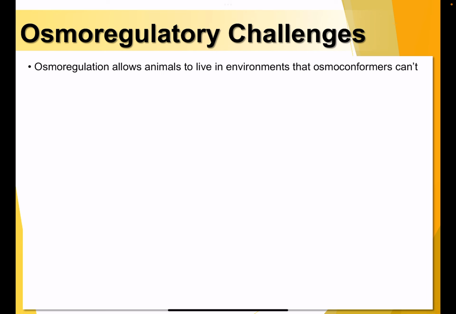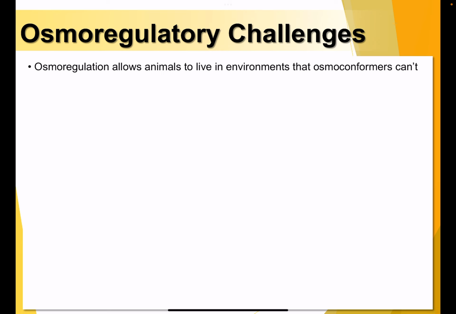Never drink it. I know it may seem tempting, but seawater will only make you die faster if you are in survival mode. All right. So osmoregulatory challenges are things that animals have to face depending on where they live. Osmoregulation is what allows animals to live in an environment that osmoconformers can't.